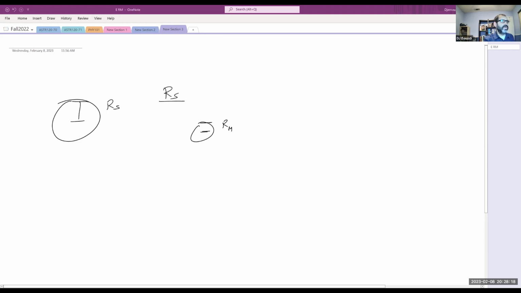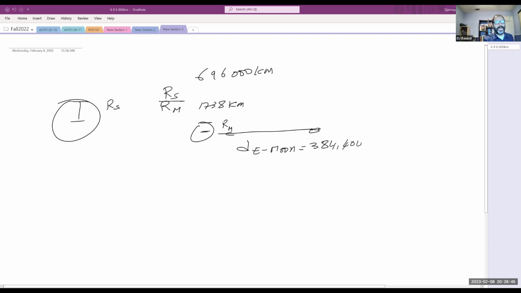You take the radius of the sun, this is 696,000 kilometers, divided by the radius of the moon, which is 1,738 kilometers. That is one thing. The other thing you need to compare to is the distance from the Earth to the moon. That is 384,000 kilometers, okay. And you need the distance from the Earth to the sun. That is about 149 million kilometers, okay, 150 million kilometers.